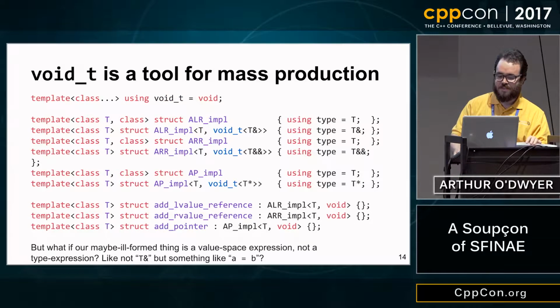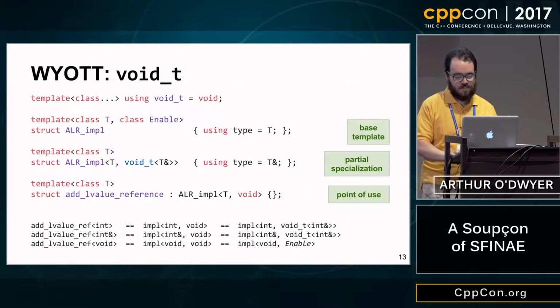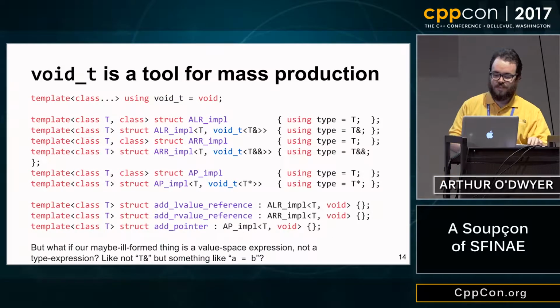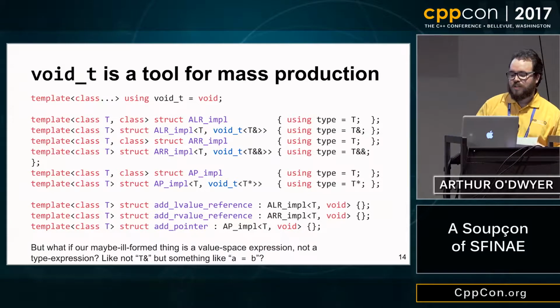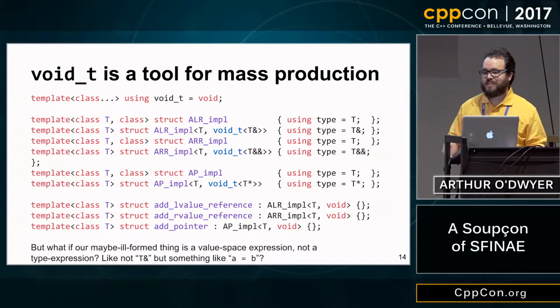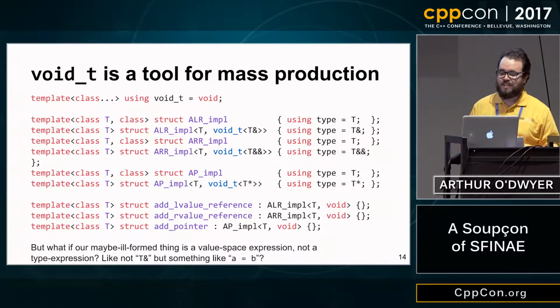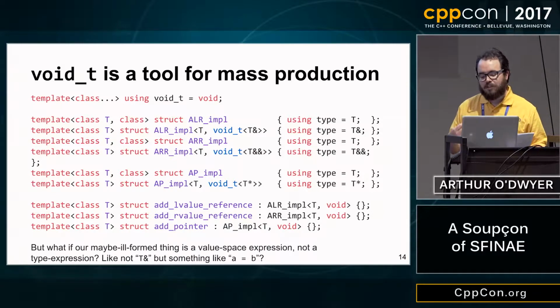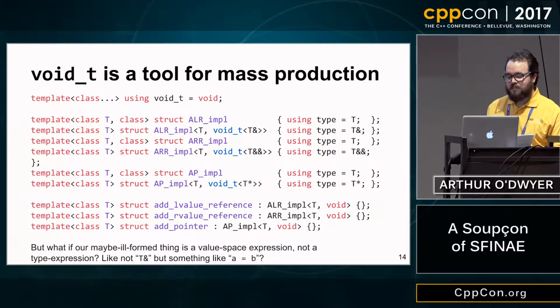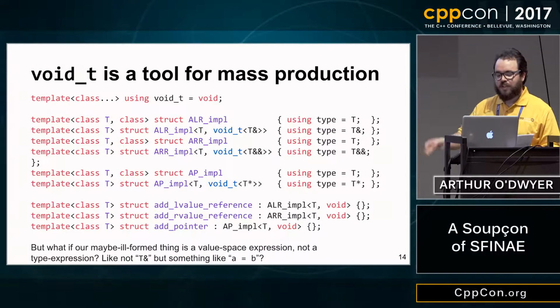I'm going to go on through this. Well, once I have this, void t is now a tool for really stamping out these, just mass-producing these type traits. Right? It becomes very easy to write a type trait without having to think too much about the particular gymnastics that you have to do to make something ill-formed.